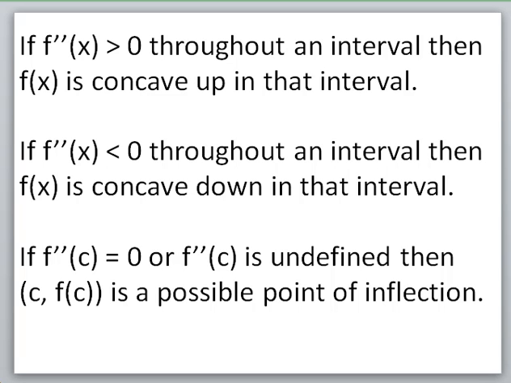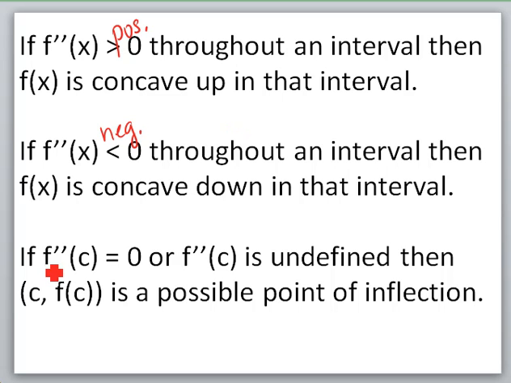If the second derivative is positive throughout an interval, then we're going to say it's concave up. If the second derivative is negative throughout an interval, then we're going to say it's concave down. So this one was negative, this one was positive. So if it's positive, it's concave up. If it's negative, it's concave down.